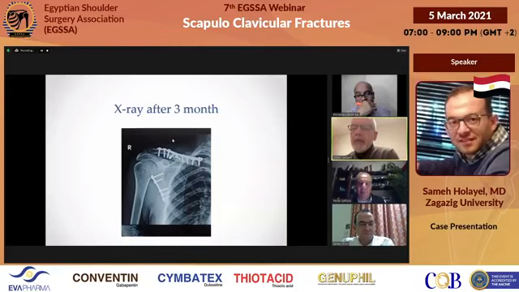The only downside is that one almost always either disrupts or gets too close to the circumflex scapular vessels, although I'm not sure that's particularly important in this type of fracture, but it's beautifully done.